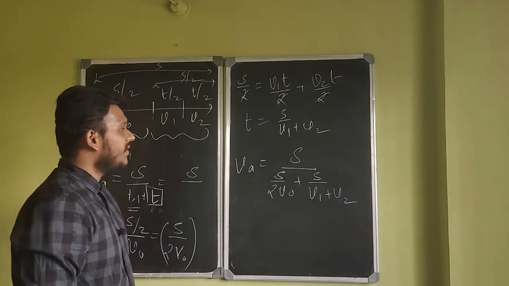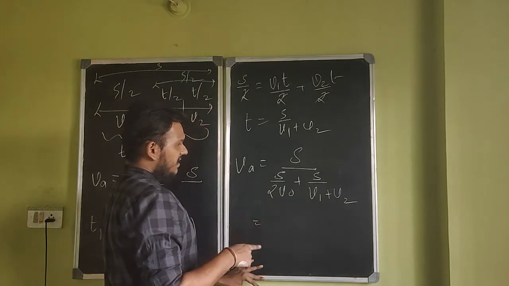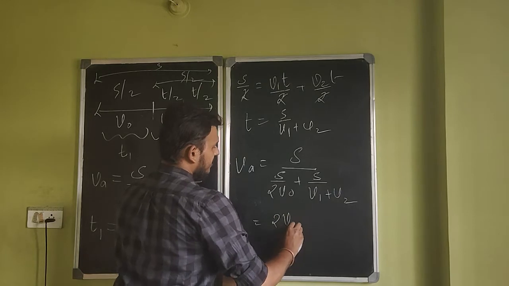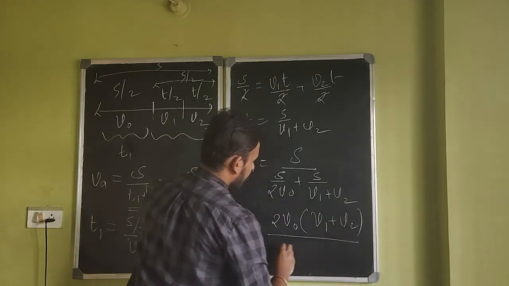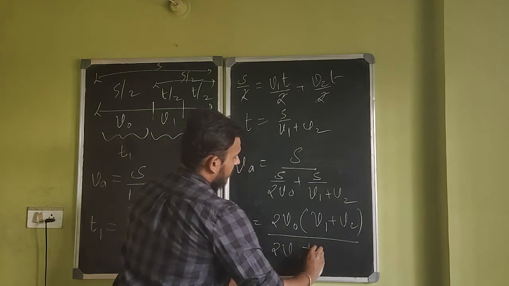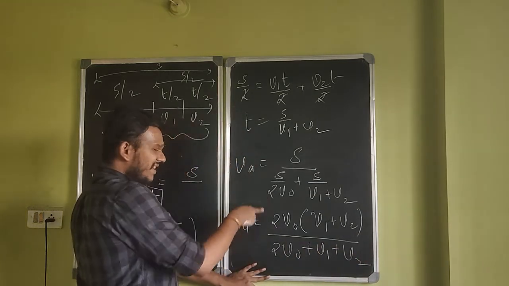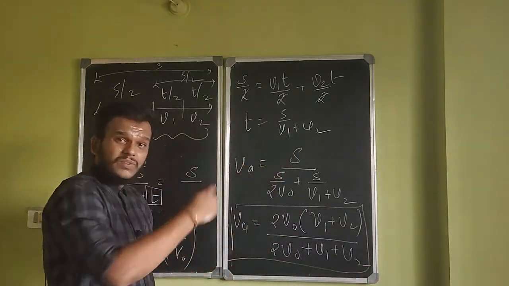If I simplify this further, s I can take common, I can cancel it, it will go to the numerator. You will eventually get the very same answer, 2v0 into v1 plus v2 divided by 2v0 plus v1 plus v2. Simplify this and you will get this. And now see, does this answer match the answer with the formula?